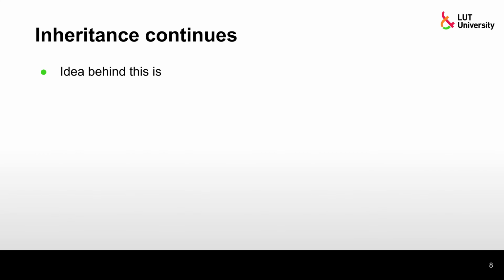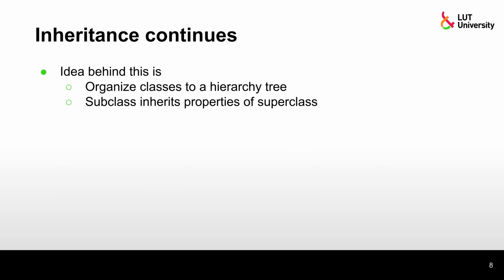So what is this inheritance? Well, the idea behind this is that we organize classes into a hierarchy tree. This tree is an important term here. And a subclass inherits properties of a superclass. So the subclass can be, for example, student, and the superclass is human.